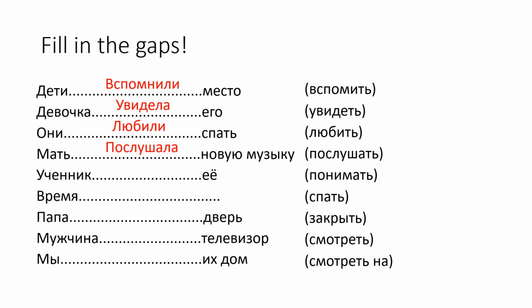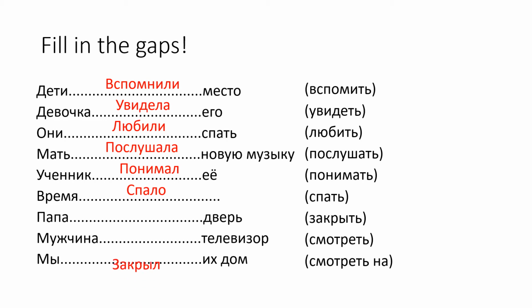Мать послушала новую музыку. Again, this is in the accusative because it's the object of the sentence. Ученик понимал ее. Ее meaning her in the accusative. Время спало. Remember that that last O is pronounced more like an A because the stress here falls on the first A. So it's спало.